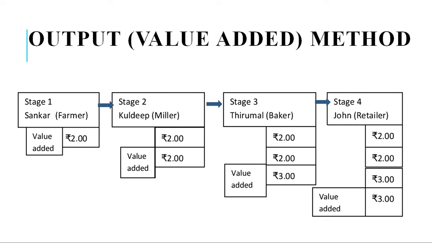3 rupees. So 2 plus 2 plus 3 plus 3. So this 10 rupees is called value addition. Okay. So this is the way GDP is estimated.